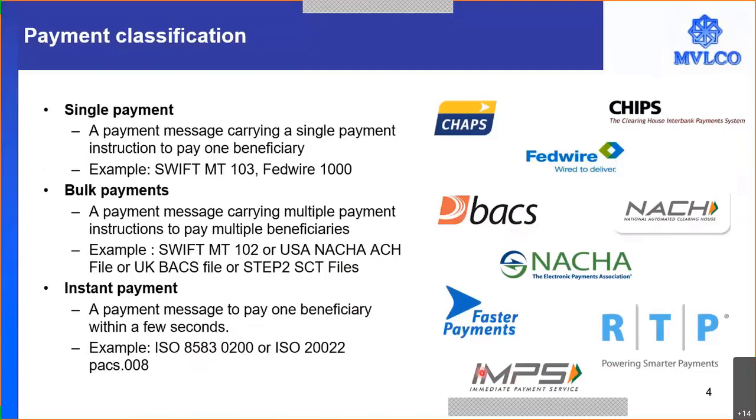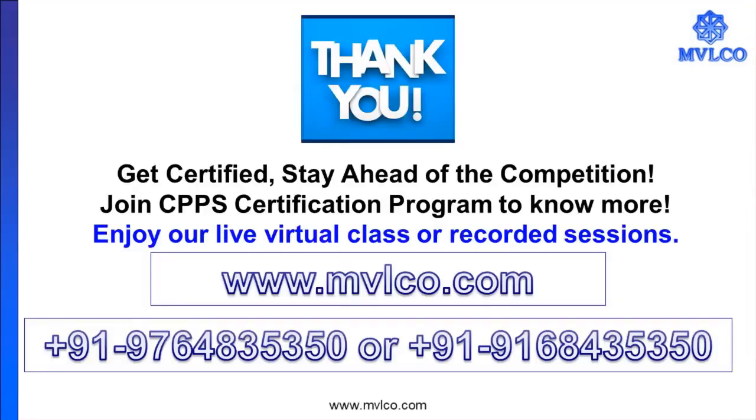So these are our three different types of payments from the perspective of how many payments we are carrying in a single payment instruction and how fast we are going to make the payment. These bulk payments usually will be the slowest one to move, whereas the single payments, if we move them through the RTGS like CHIPS or Fedwire, could be faster, and instant payment would also be faster.